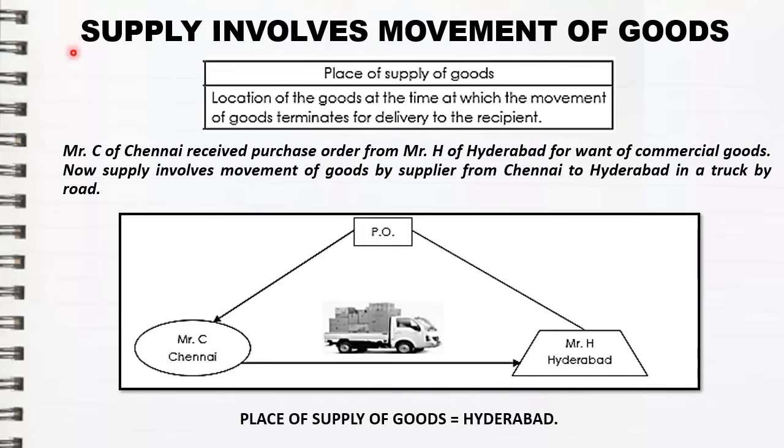Okay, so that is the very first rule: supply involves movement of goods. Now let us start with the next rule.